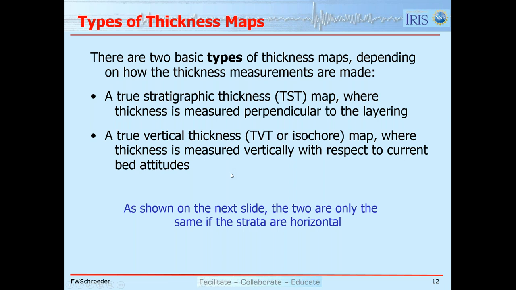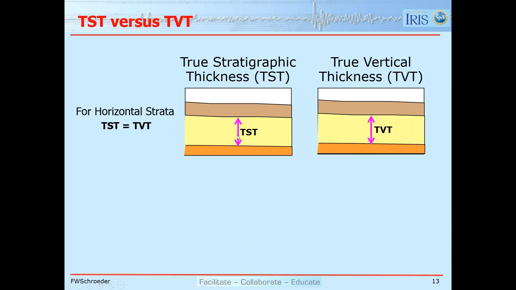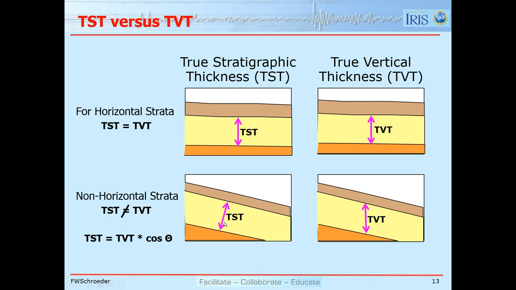So if our units are fairly horizontal, then the true stratigraphic thickness measured perpendicular to the stratal layering would equal the true vertical thickness, where we get a measurement straight down from top to bottom. However, if the units are dipping, the true stratigraphic thickness would be at an angle. The true vertical thickness would be straight down.